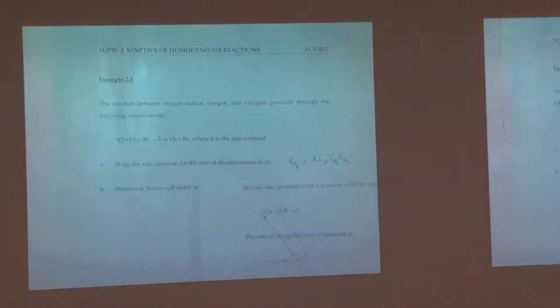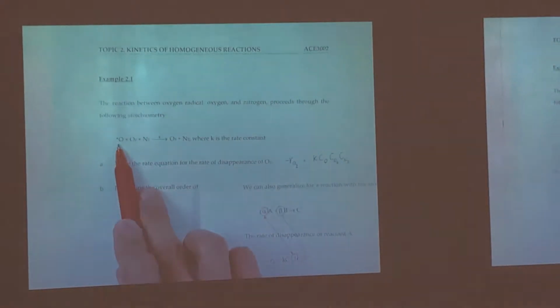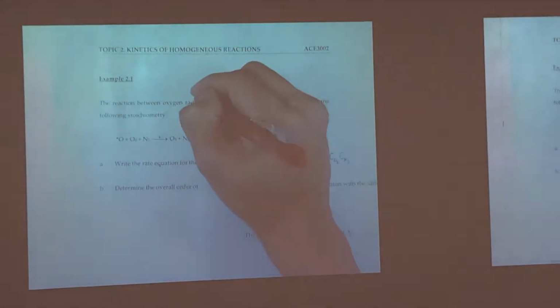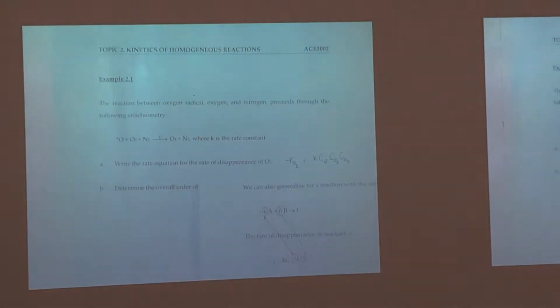Take note of one thing. In this reaction, we can see that there is 1 mole of O radical. Radical means 1 dot, okay? You know what a radical is, right? Because it's an unpaired electron.